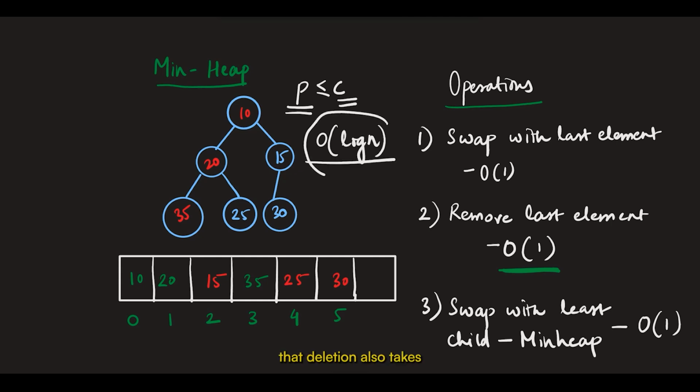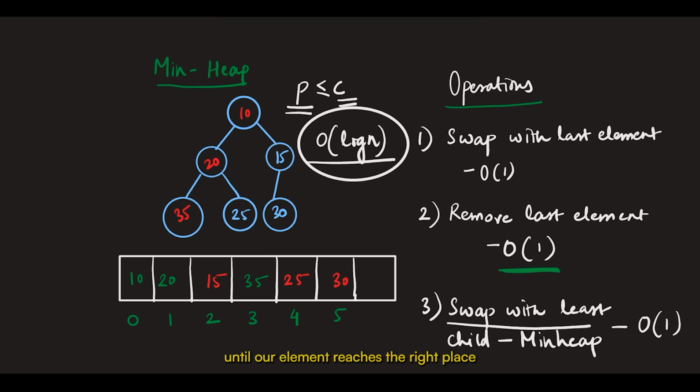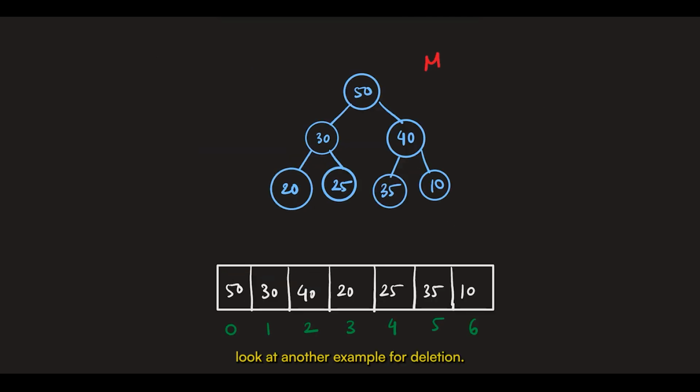Hence, we can say that deletion also takes O(log n) time in a binary heap, because at every step we are going to swap with the least child until our element reaches the right place where no swaps are needed. Now let's quickly look at another example for deletion.